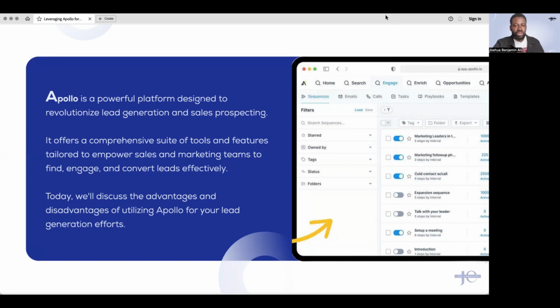So today we're just going to be talking mainly about the advantages and disadvantages of utilizing Apollo for your lead generation efforts. So we want to understand how it's going to empower sales and marketing teams to find, engage, and convert leads effectively.